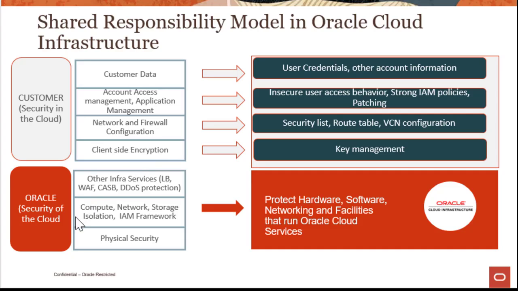From the Oracle side, it is providing services to ensure the customer can achieve their responsibilities. So providing services such as Web Application Firewall, CASB, DDoS protection, load balancer, isolation for compute, network, and different types of storage, providing a very strong IAM framework to make sure the customer can write very strong IAM policies, and finally providing physical security. Physical security basically ensures that the physical data center is secured with personnel and all the other compliance requirements that are mentioned or required by different agencies.